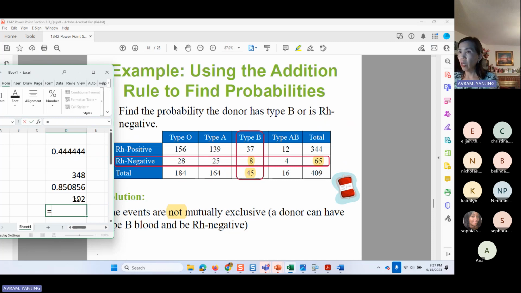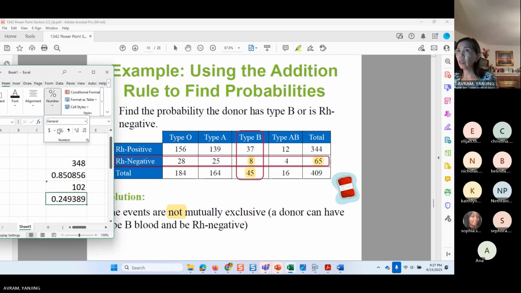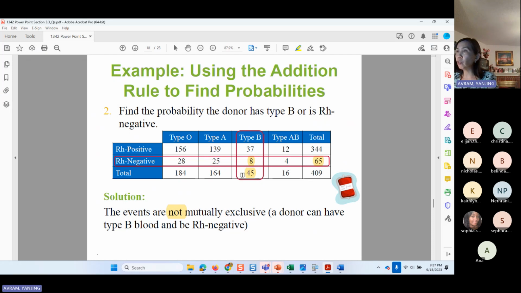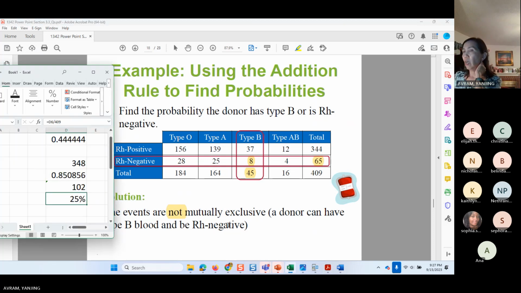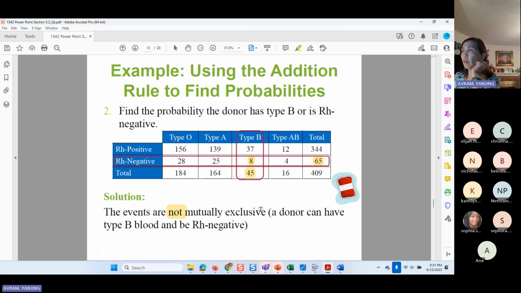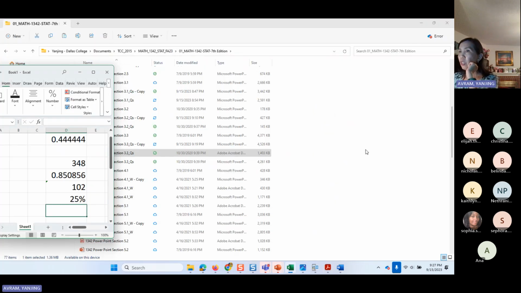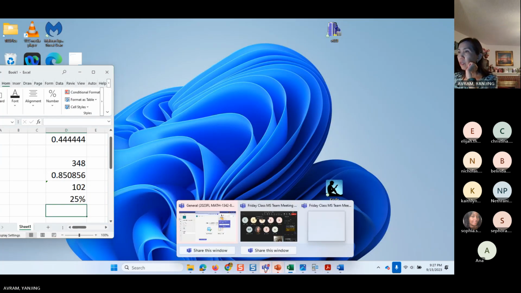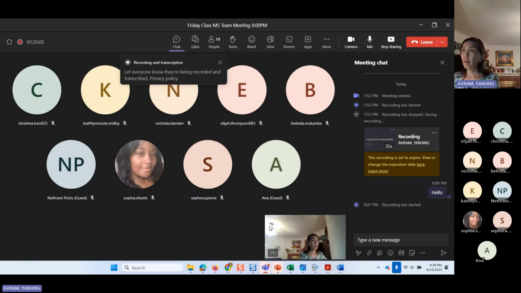Okay, so that's 102. All right, so using 102 divided by 409, that's about 25%. Okay, about 25% have a type B or Rh negative. Because this is not mutually exclusive, if you add 45 and 65 together, you must minus 8 once. All right, so that is how you calculate mutually exclusive or not mutually exclusive in probability. Any questions so far for this section? Any question about the probability?